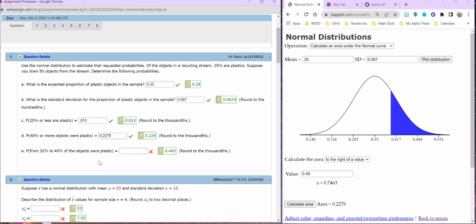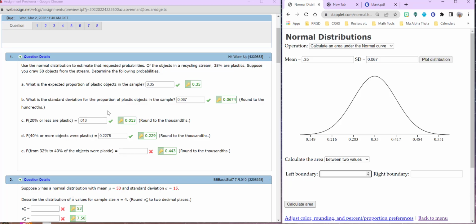Next one, from 32 to 40% of the objects, so then I can say between two values. I know why that one was not clicking so well. You won't have that problem, I promise. Okay, 0.32. So we want between 0.32 and 0.40.